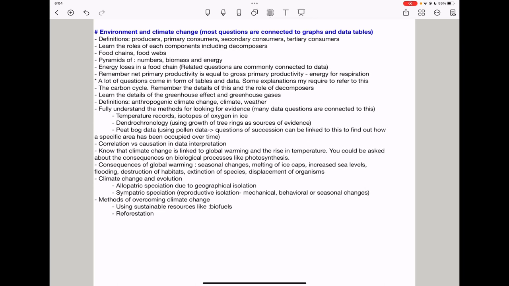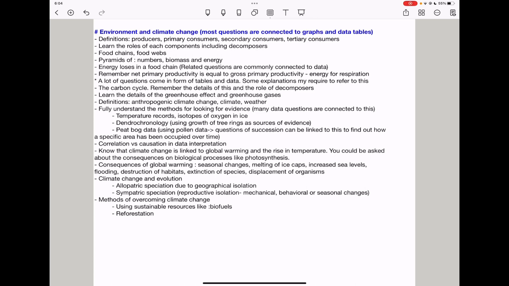Now, on that note, I'm going to talk about climate change and evolution. Remember, climate change can cause allopatric speciation, which is due to geographical isolation, and it could lead to sympatric speciation, which is related to organisms being in a specific area or similar area but having reproductive isolation.